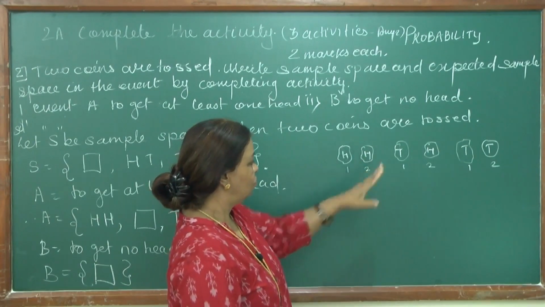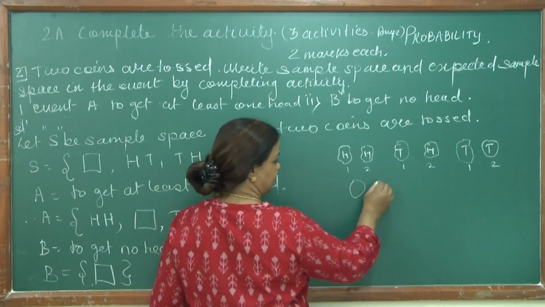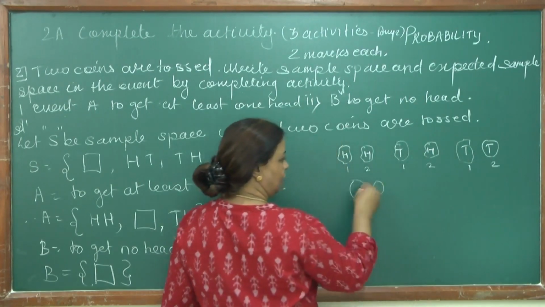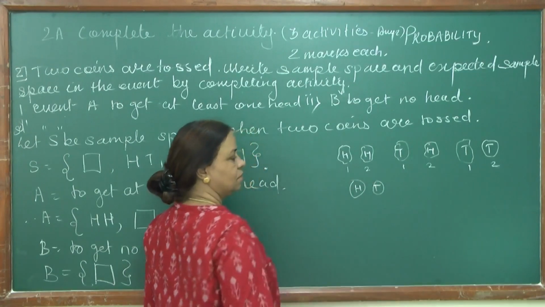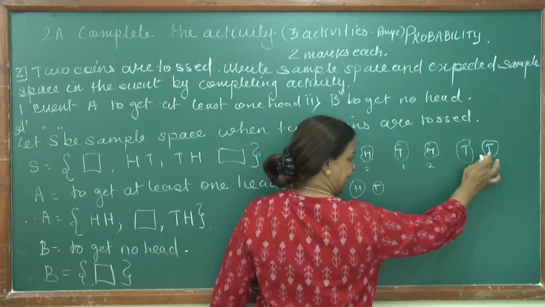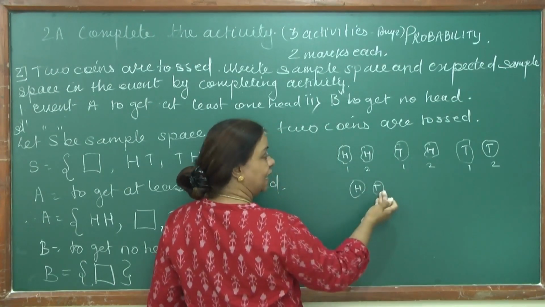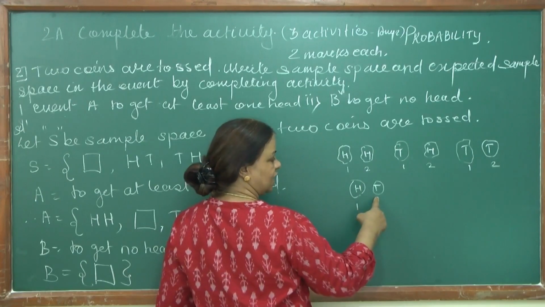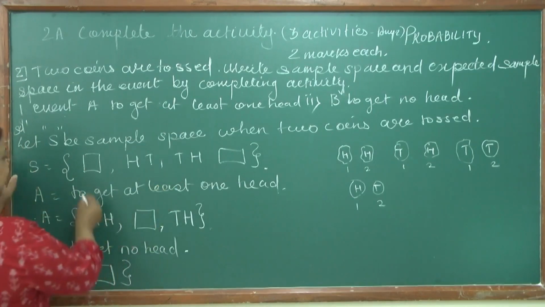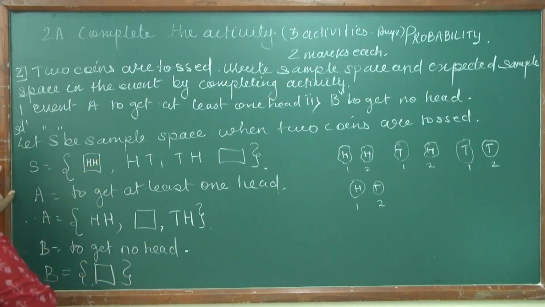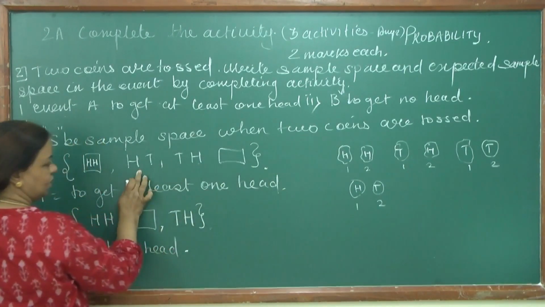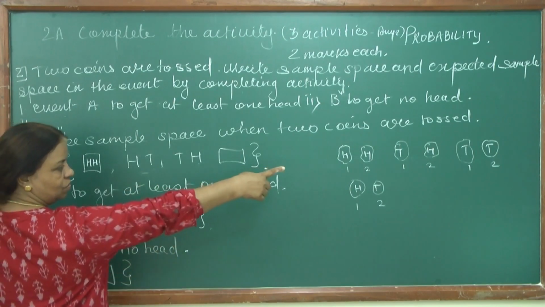Now one more possibility can be there. Head, head, tail, head, tail, tail. Now head, tail. There can be head, head; tail, head; tail, tail. Here tail, head is there, so head, tail can be there. First coin can have head, second coin can be tail. Yes, so head, head, tail, head, then head, tail we have already written, it is already there. Then what is left? Tail, tail.